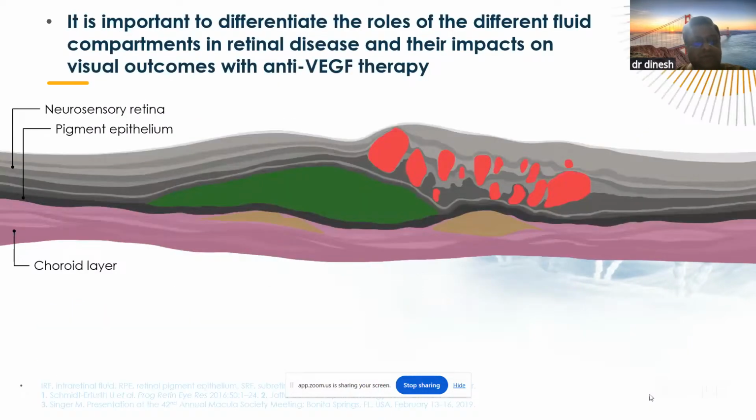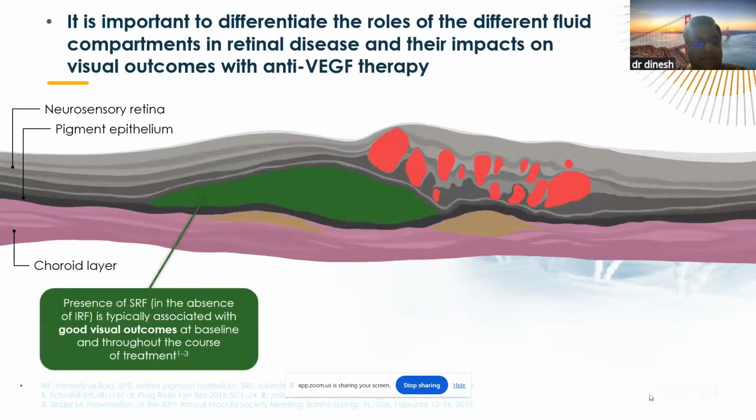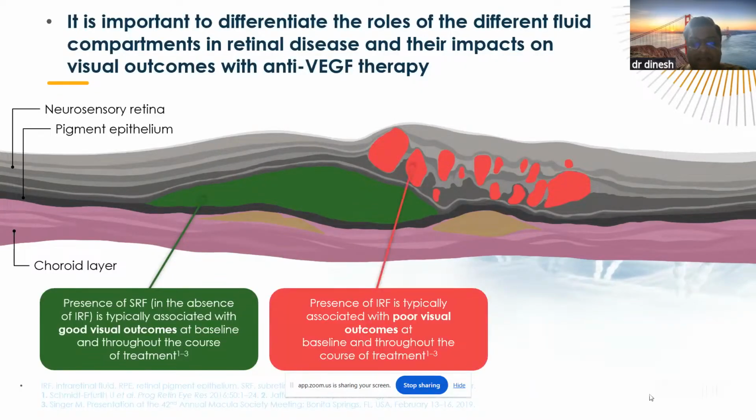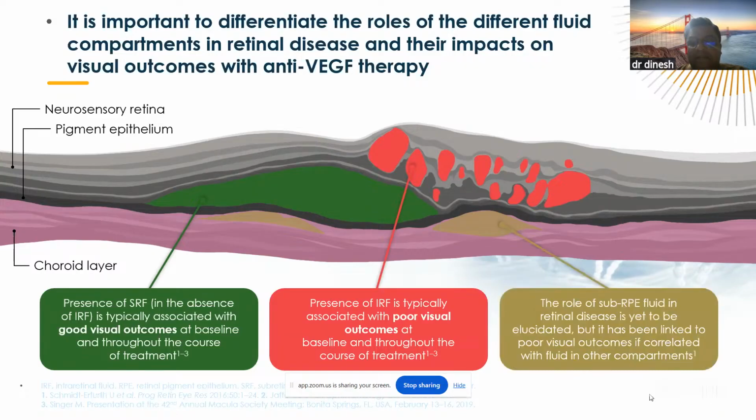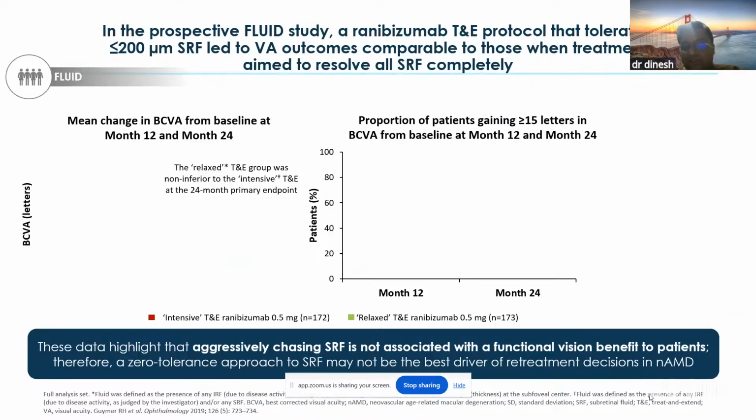So we all know that the presence of SRF in the absence of IRF is typically associated with good visual outcomes, whereas presence of IRF is associated with poor visual outcomes. And the role of the sub-RPE fluid is still being elucidated, but it has been linked to poor visual outcomes if correlated with fluids in the other compartments. So this is a very important study.